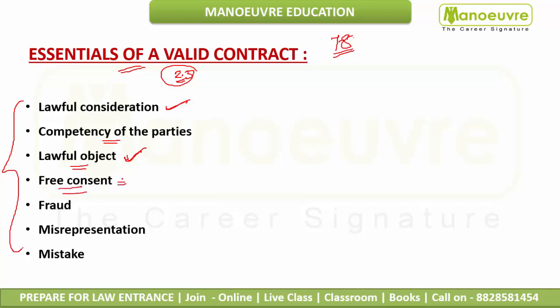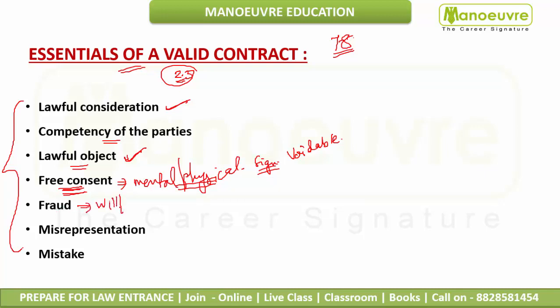Then is the free consent. You cannot have mental or physical pressure, guys, when you're signing a contract, correct? And if you sign a contract under that pressure, then it becomes a voidable contract. So one of the most important things is that your consent has to be free. Fraud: if there is a willful fraud, guys, then the contract will become invalid, correct?